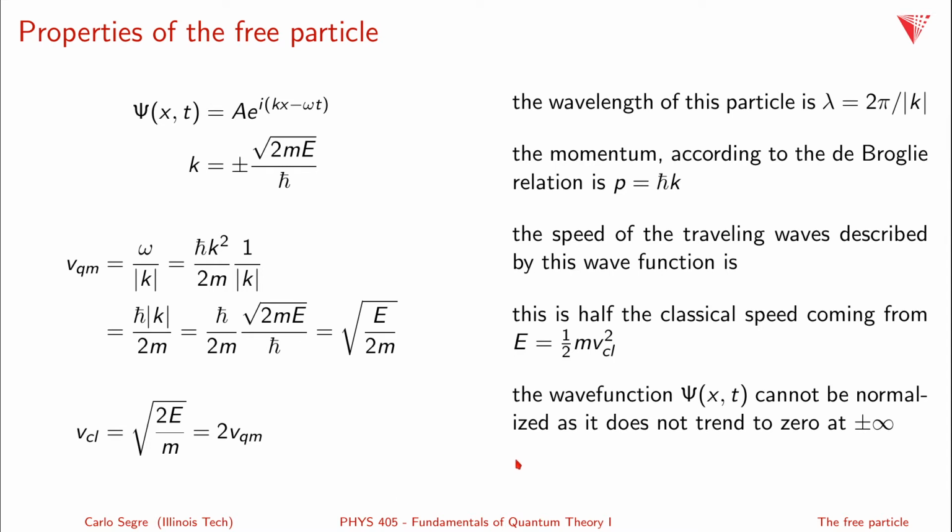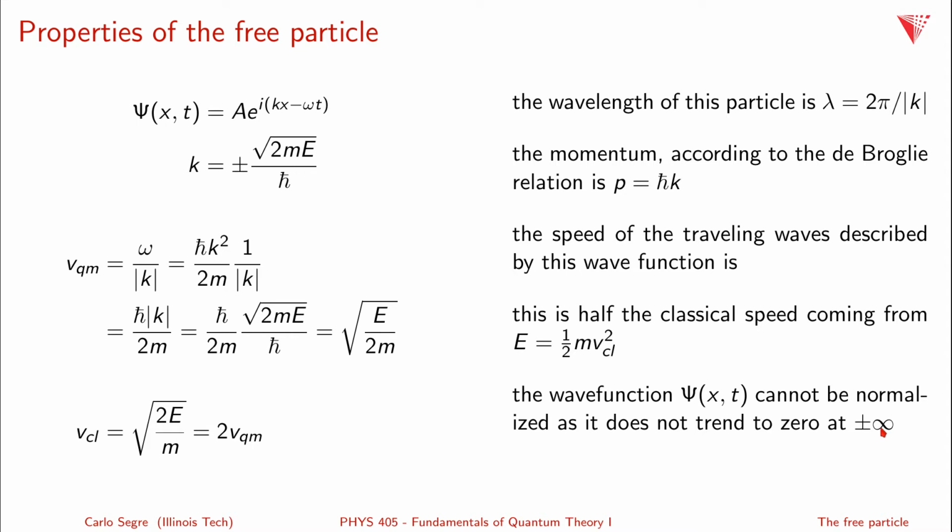Now there's another problem with this wave function, and that is that the wave function cannot be normalized, because this amplitude is constant everywhere in space, right? No matter where you are, you'll get an oscillatory function. And so when you square it, it's always going to be positive, and it never will get bigger than A, but it'll never go to 0 at infinity. And so when you integrate it, it'll give you an infinity. And so this is a problem. The function does not trend to 0 at plus or minus infinity.